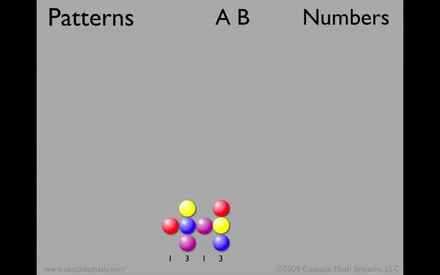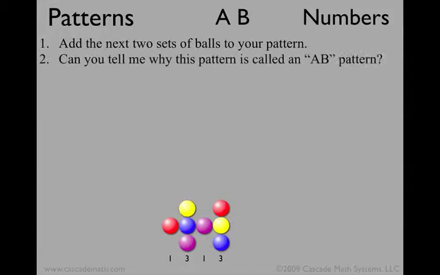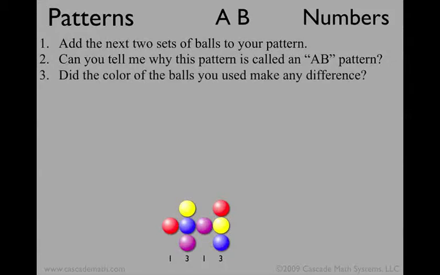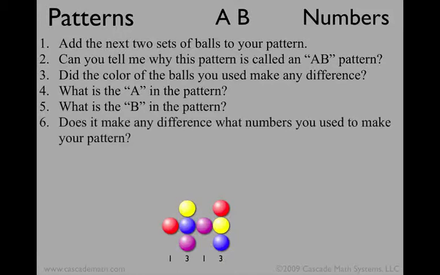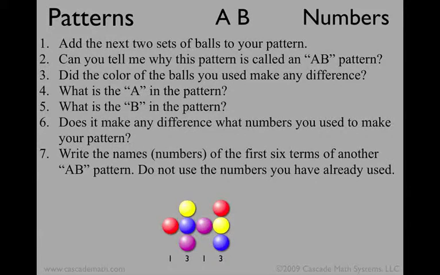Here are the instructions and questions. Add the next 2 sets of balls to your pattern. Can you tell me why this pattern is called an A-B pattern? Did the color of the balls you used make any difference? What is the A in the pattern? What is the B in the pattern? Does it make any difference what numbers you use to make your pattern? Write the names, that is numbers, of the first 6 terms of another A-B pattern. Do not use the numbers we've already used.